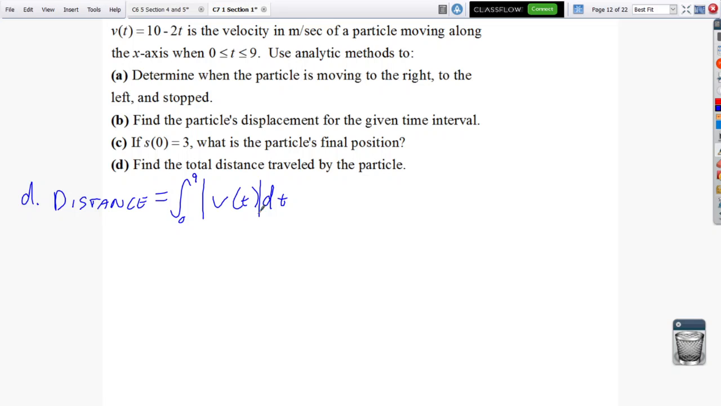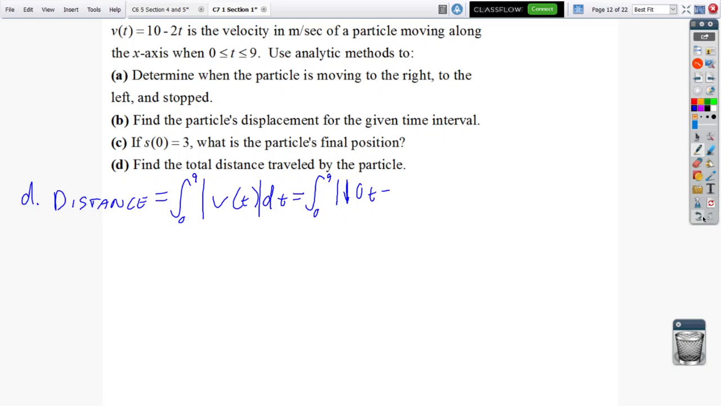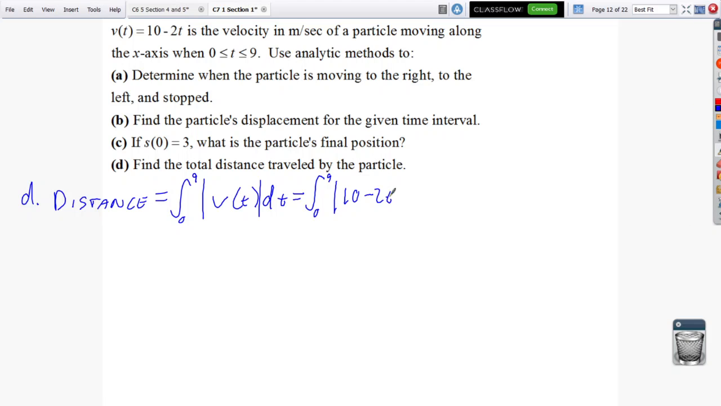Now here, this is going to be a little bit more difficult because we need to make sure that we subdivide this into the different intervals when the particle is moving to the left and to the right. Now if we had a calculator in front of us, we probably could just type in the integral from 0 to 9 of the absolute value of 10 minus 2t dt, but we want to use analytic methods, so we want to avoid using our calculator.